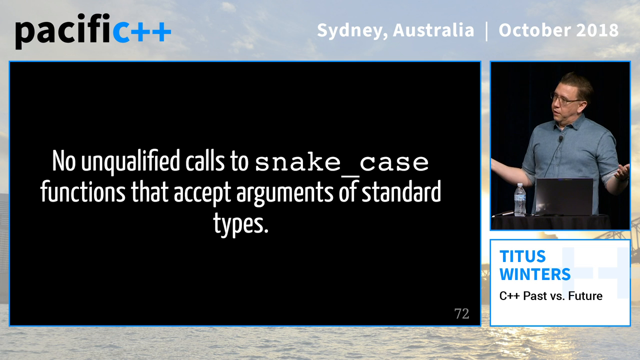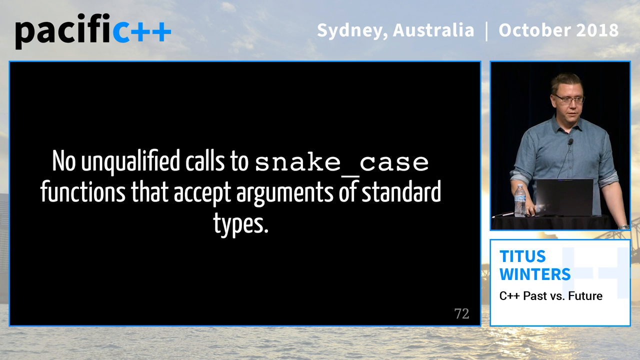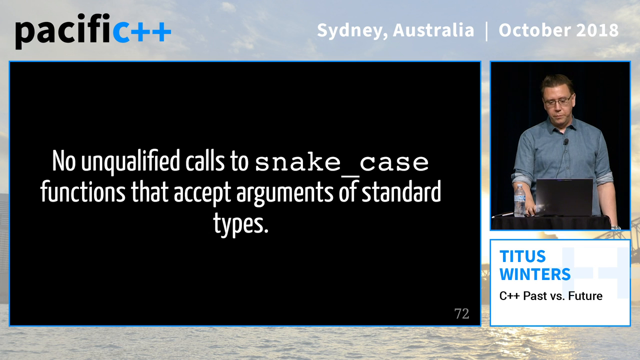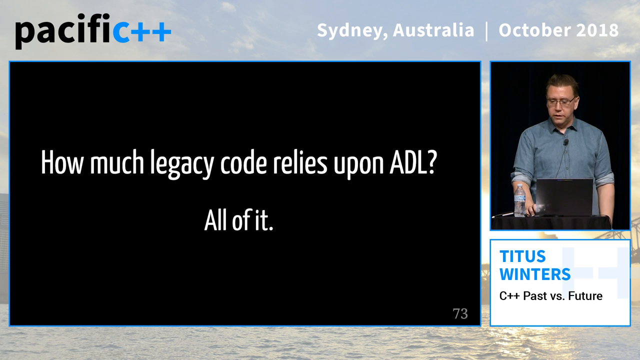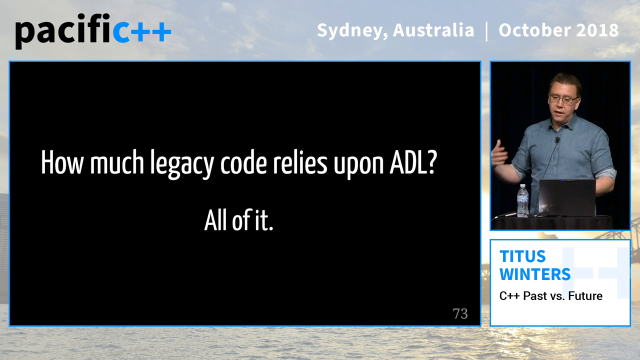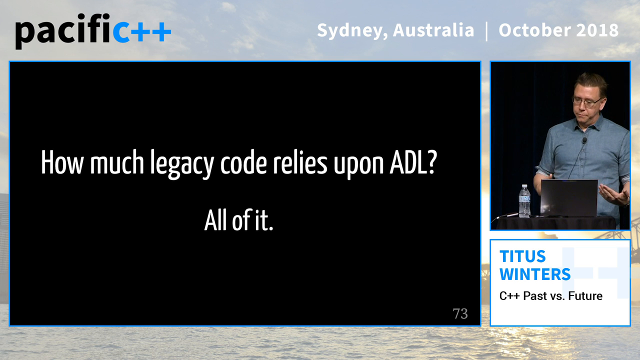But what about all of the legacy code? There's two or three Googles worth of C++ code that works fine and won't ever be changed. How much of that is depending on ADL one way or another, intentionally or unintentionally? All of it. I don't even have to look. I know how often ADL is triggering, and it's all of it. So if we make that change, all of that code will break unless it is updated.